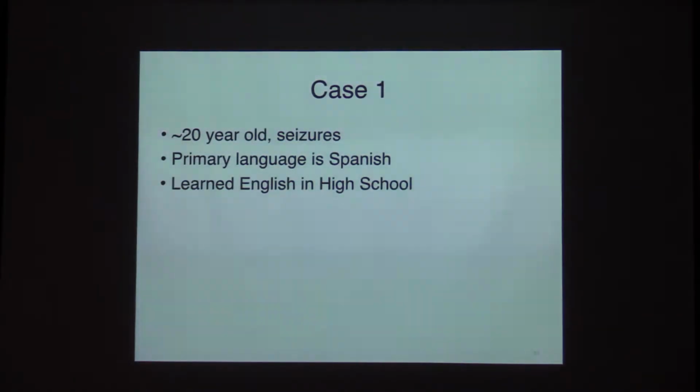So, second half of the lecture, I just wanted to show a few cases of practical applications of this kind of stuff. This is a 20-year-old with intractable seizures, not first-time seizures. This one is interesting because the primary language of this person was Spanish. So she grew up speaking Spanish, and then she learned English in high school. And then when I interviewed her, she actually had a decently strong English accent. So, I could tell that English was not her primary language.